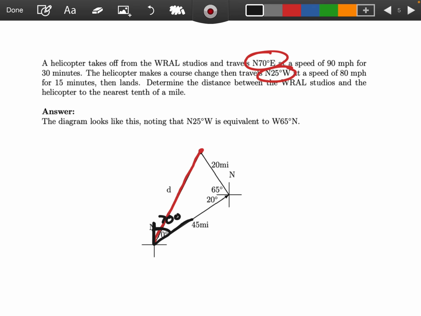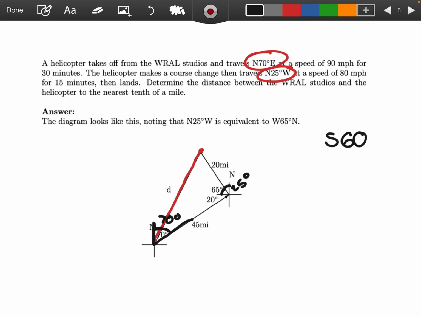And then same with my next one. I've got north 25 degrees west. That means I'm traveling 25 degrees to the west of due north, telling me that this angle here is going to be 25 degrees. Hence why we have 65 degrees here, because we know that that's going to be a right angle between north and west.